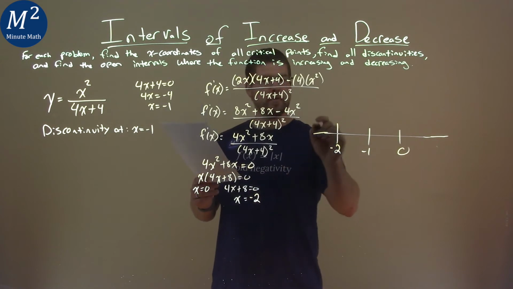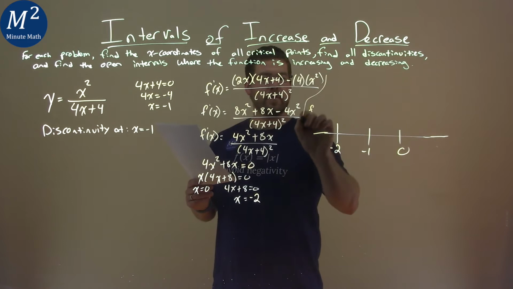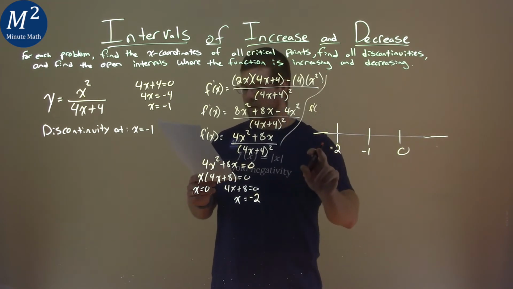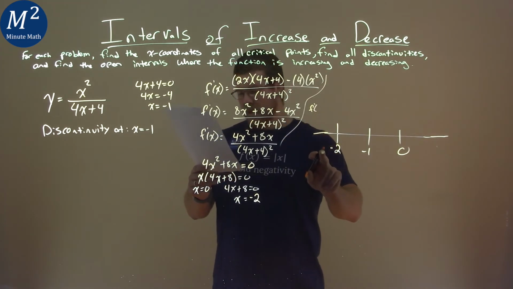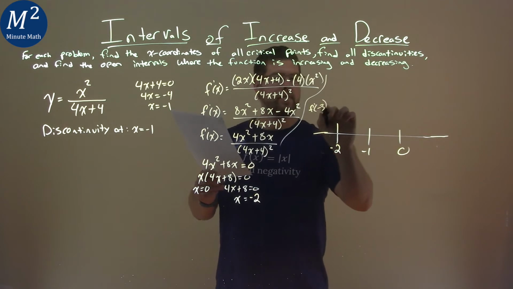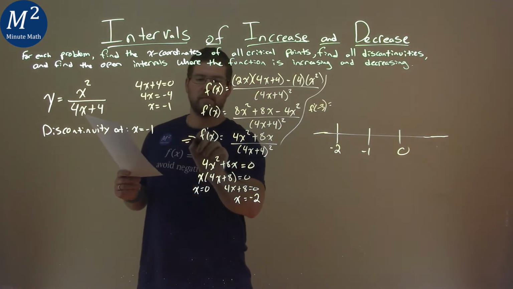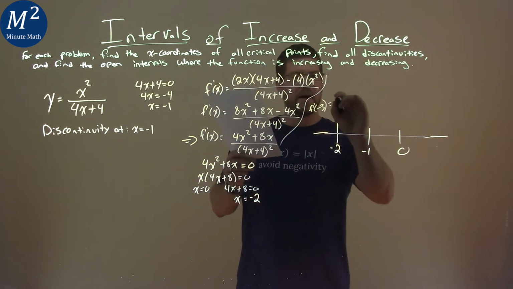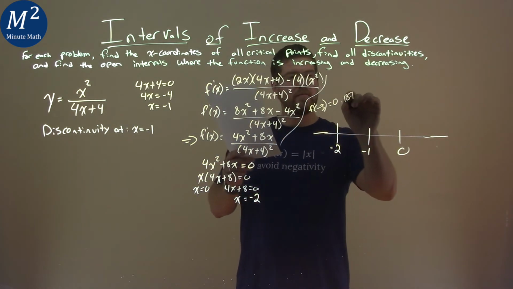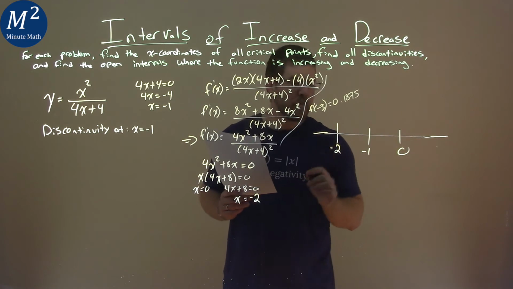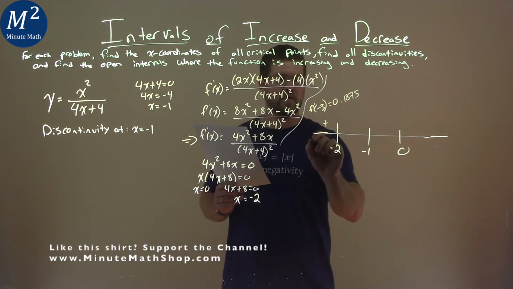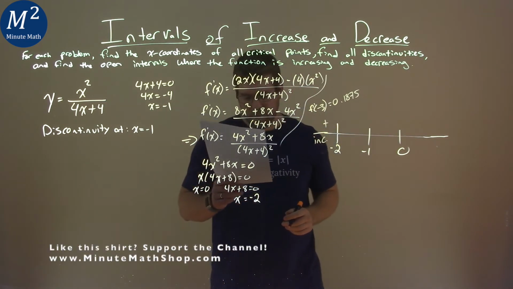So what we want to do is first find an f prime. For a value less than negative 2, I picked negative 3. When I plugged it into my derivative, I got 0.1875. Don't really care what the number is, but it's positive. That means our function is increasing on that interval.